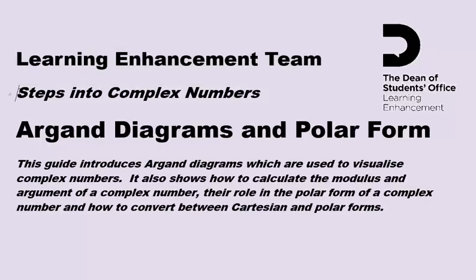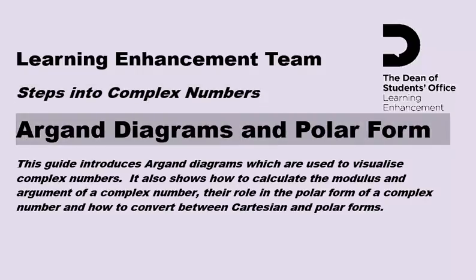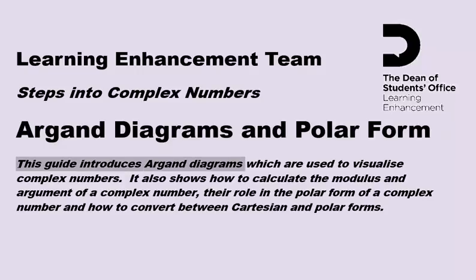This webcast is part of the Steps into Complex Numbers series and concerns Argand diagrams and polar form. This guide introduces Argand diagrams, which are used to visualise complex numbers. It also shows how to calculate the modulus and argument of a complex number, their role in the polar form of a complex number, and how to convert between Cartesian and polar forms.